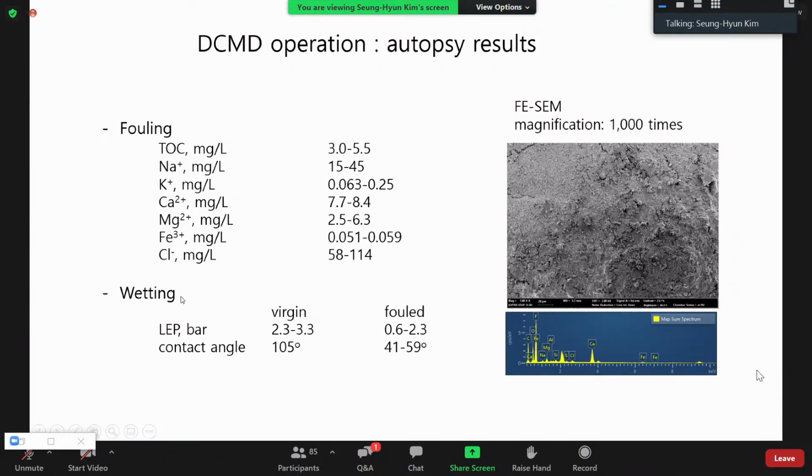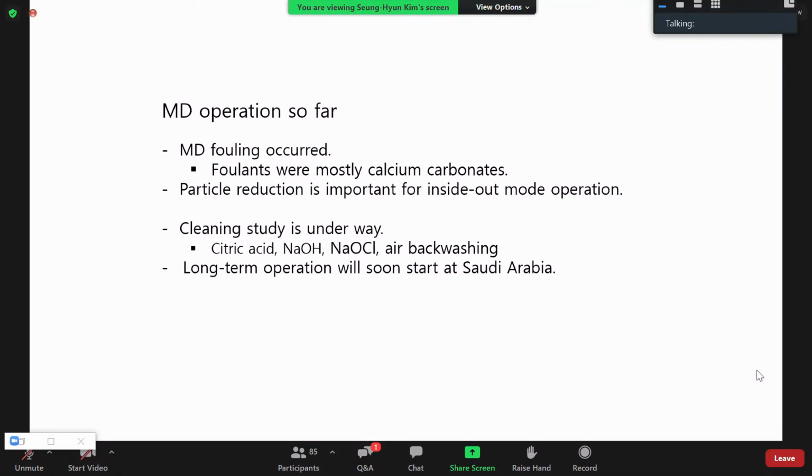And we also did the wetting test using LEP, liquid entry pressure, and contact angle. You can see here, comparing the virgin membrane and fouled membrane, LEP and contact angle decreased significantly, which indicates these fibers are wetted. So, a short summary of the operation so far: fouling occurred, foulants were mostly calcium carbonate, and particle reduction is very important for inside-out mode operation. This is an ongoing study.